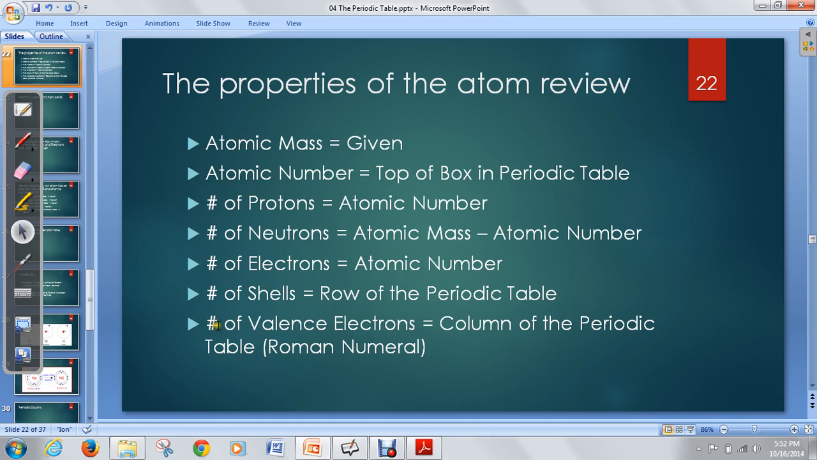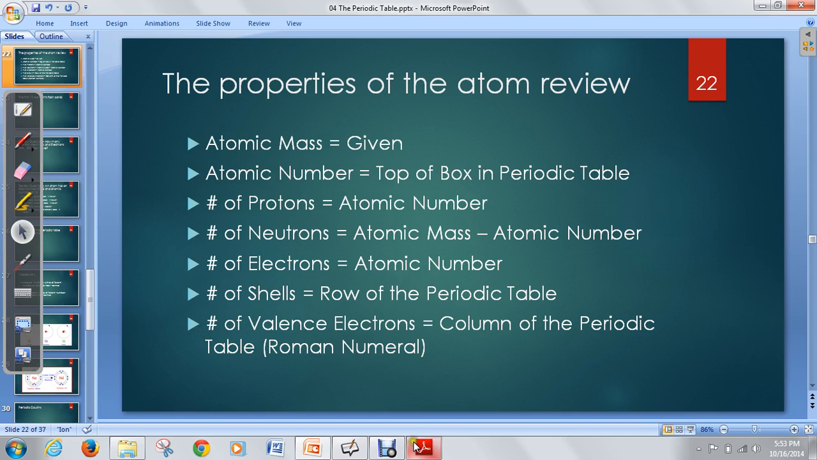And then last of all, if you want to find the number of valence electrons, it's the column of the periodic table. A lot of students get mixed up because the columns are labeled differently, but what you want to do is look for the Roman numeral version. So if I had a Roman numeral that says IV, for example, in Roman numerals, that's 4. So that would mean 4 valence electrons. Make sure you're using the Roman numeral designation.